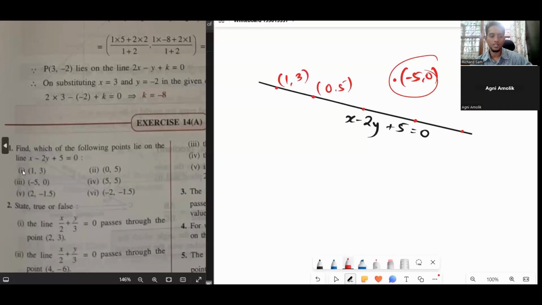In this question they've given you 6 points, and they're asking which of these points are on the line. So what you have to do is substitute the values in this equation and see where it is getting satisfied. Let's try the first one, 1 comma 3. So x is 1, minus 2 into y, that's 2 into 3, plus 5. What are we getting? 1 minus 6 plus 5.